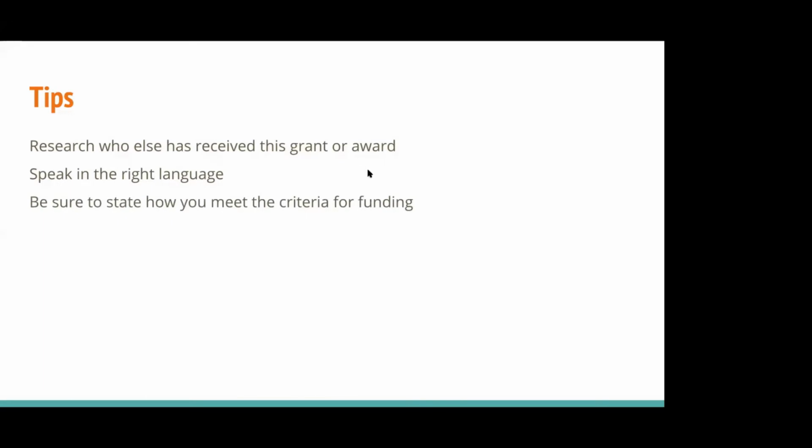In any proposal, you always want to be sure to state how you meet the criteria for funding. Sometimes the funder will ask you to answer certain questions to make sure you're eligible, and sometimes they won't. But it's always good to let them know in your proposal, I meet your criteria. That could be just a sentence or a paragraph. It really depends on the RFP and what they're looking for you to write about. But always be thinking: I want to make sure they know that I meet their criteria.